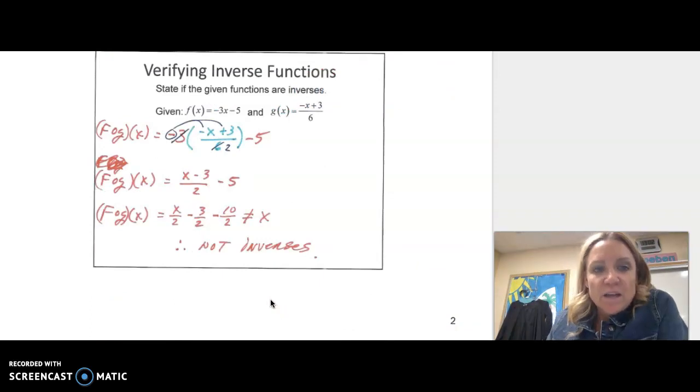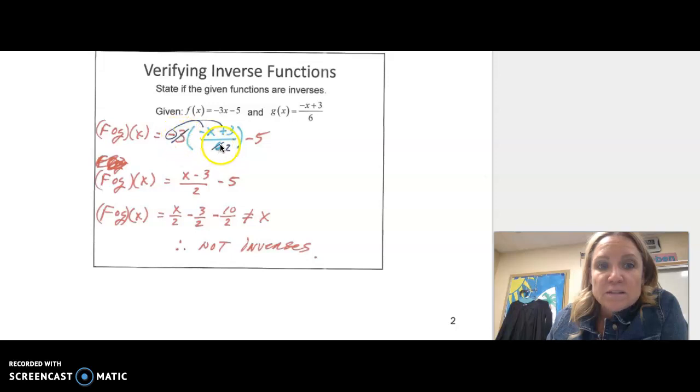All right, so on the next slide, we're going to state if the given functions are inverses, and we have a new f of x, which is negative 3x minus 5, and a new g of x, which is negative x plus 3 over 6. So we're going to start with the g and plug that into the f where that x is at. So we have this negative 3 written right here. Where the x is at, we write all of this stuff for g, the negative x plus 3 over 6 minus the 5.